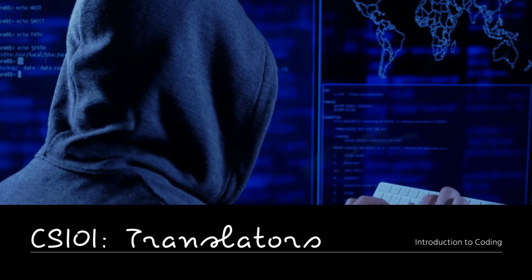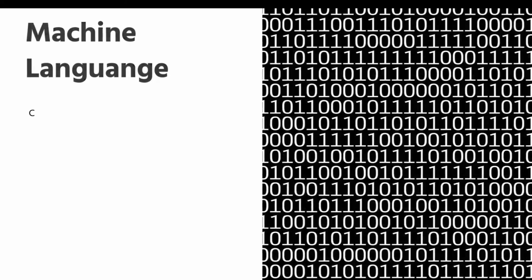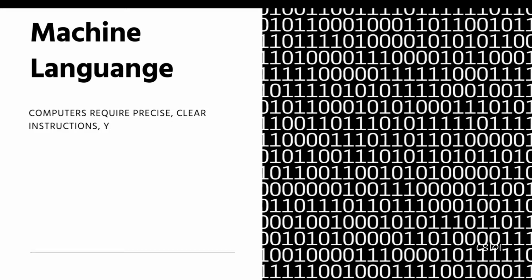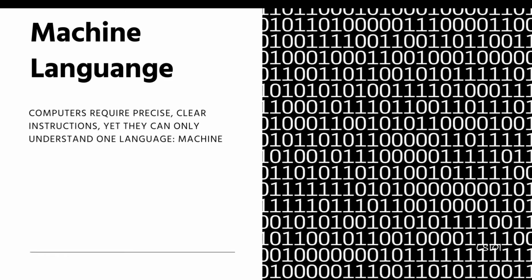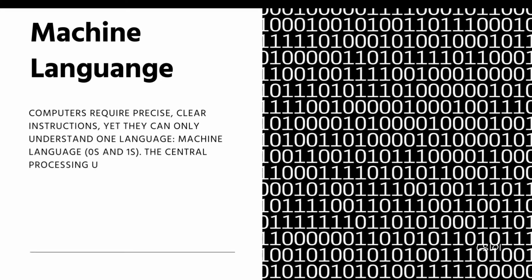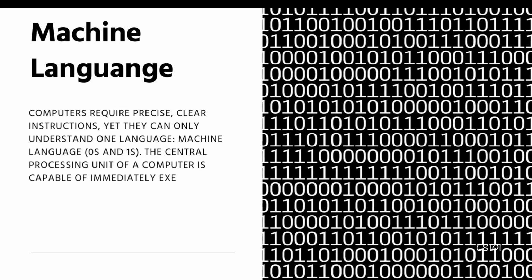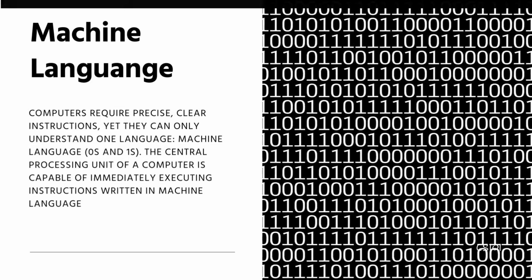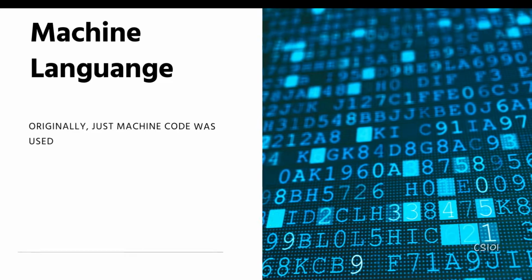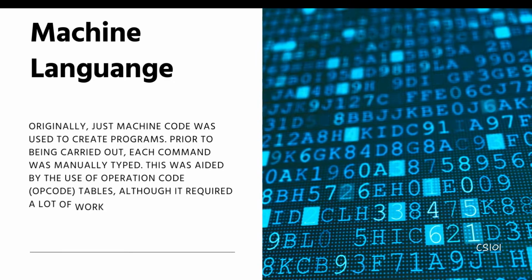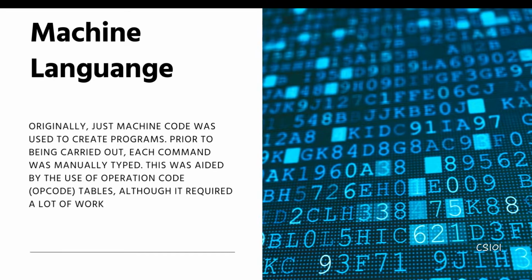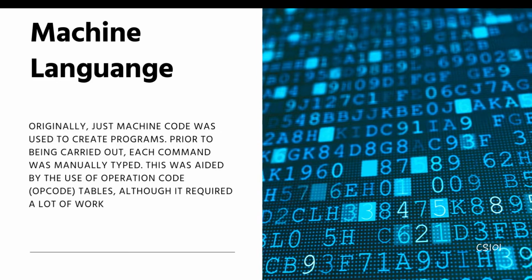Introduction to coding. Computers require precise, clear instructions, yet they can only understand one language, machine language: zeros and ones. The central processing unit (CPU) of a computer is capable of immediately executing instructions written in machine language. Originally, just machine code was used to create programs. Prior to being carried out, each command was manually typed.